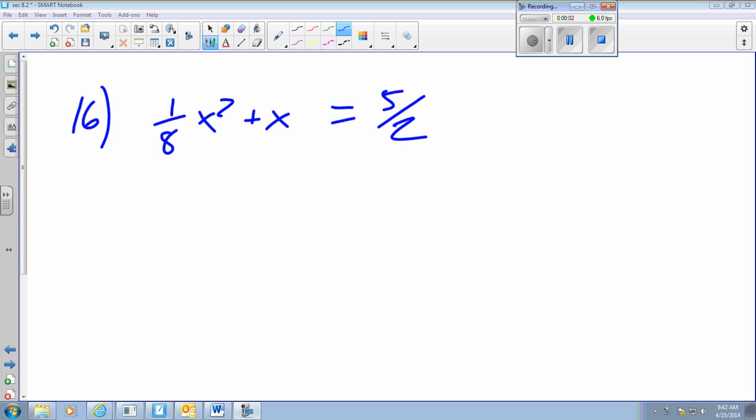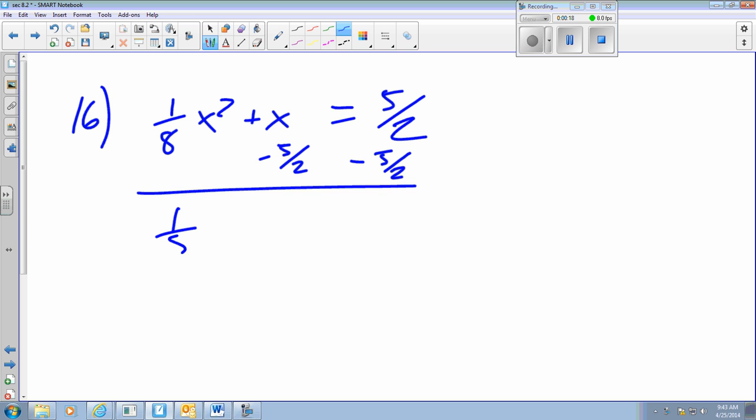Here we are, we're checking out section 2 in chapter 8, solving some of these quadratic equations with fractions and some of them that come out with i's. Let's start by moving everything to one side. If I subtract 5 halves from both sides, I get 1/8 x squared plus x minus 5 halves equals 0.